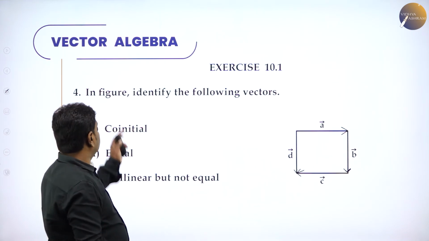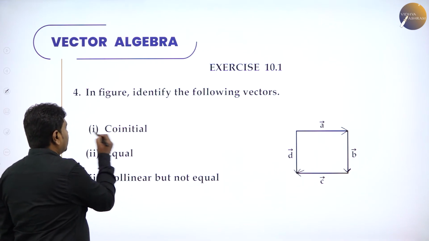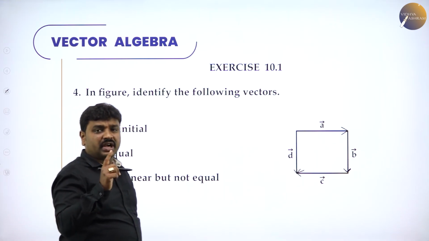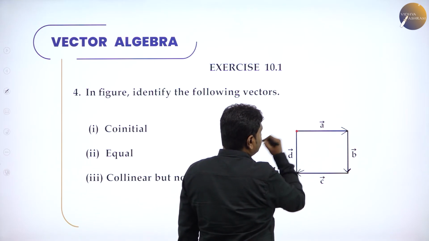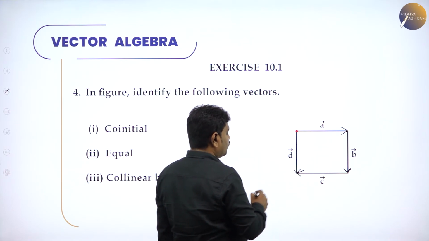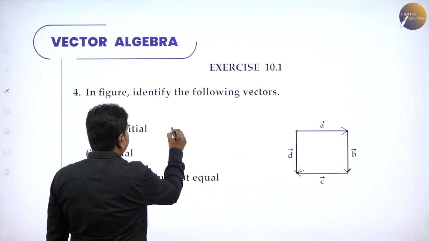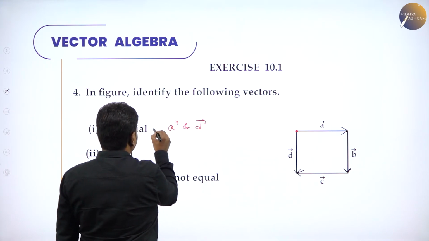Then in the figure, identify the following vectors. They want co-initial vectors. Co-initial vectors means which have the same initial point. In the diagram, A starts from this point and also D starts from this point. So vector A and vector D are co-initial.